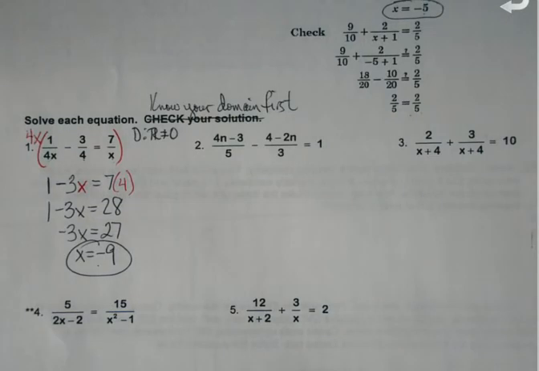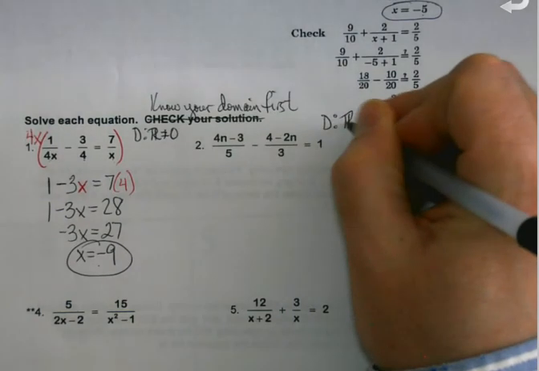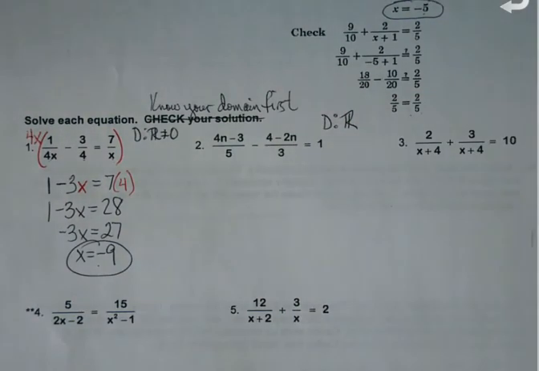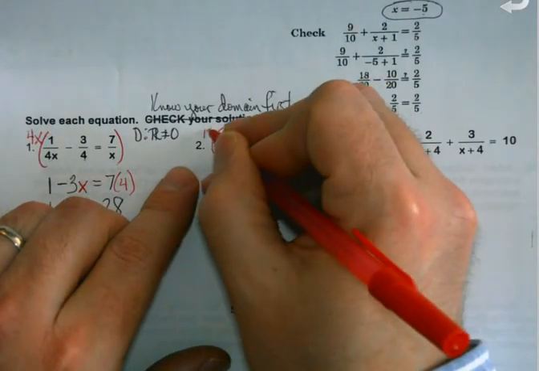Do I have any domain restrictions in number 2? No, there's no variable terms in the denominator. So, woohoo, my domain is going to be all reals. So, no biggie here. What's my least common multiple going to be? 15. Because if I started counting by 3s and 5s, 15 is the first number I'm going to run into.